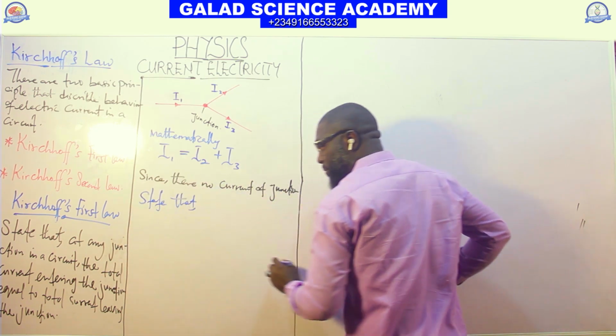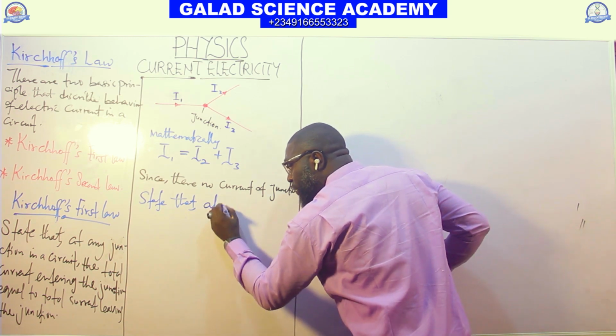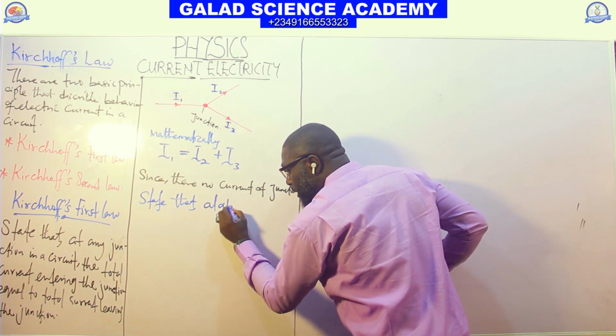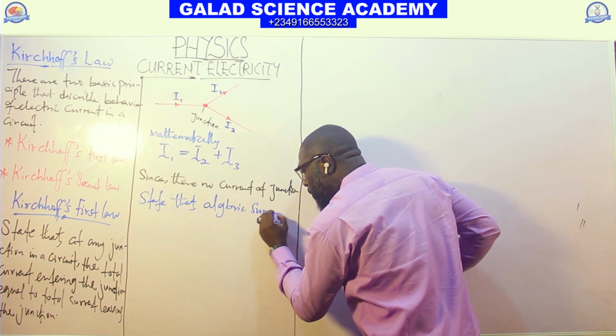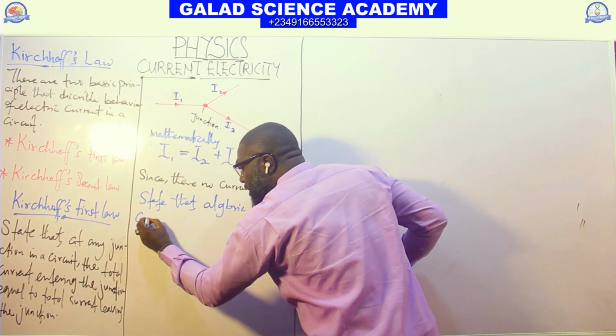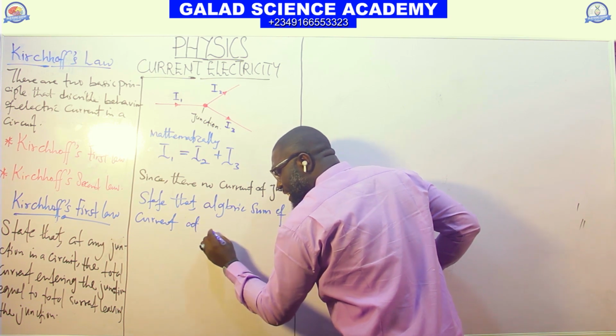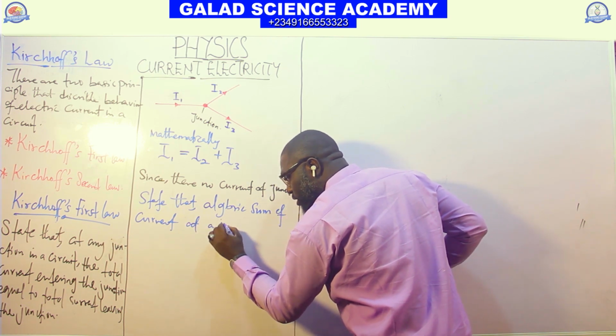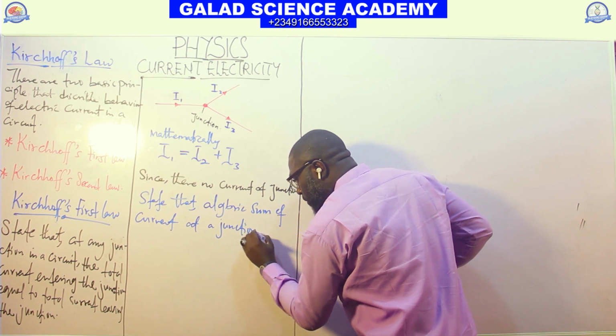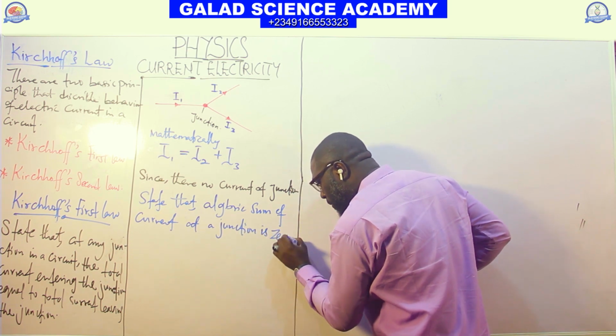State that the algebraic sum of current at a junction is zero.